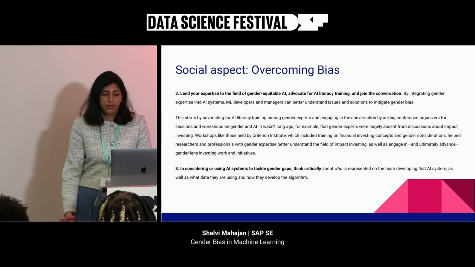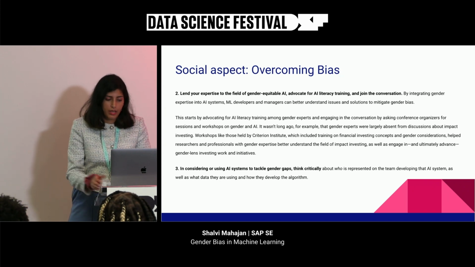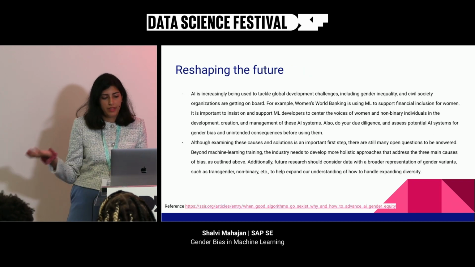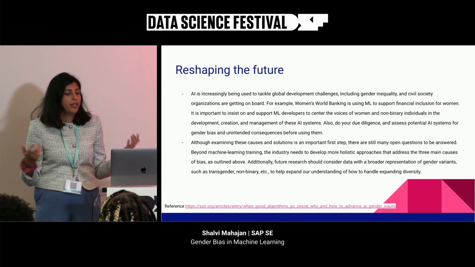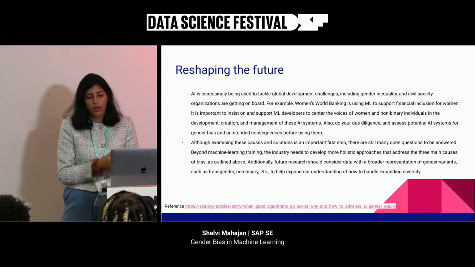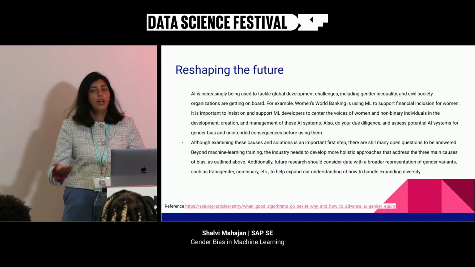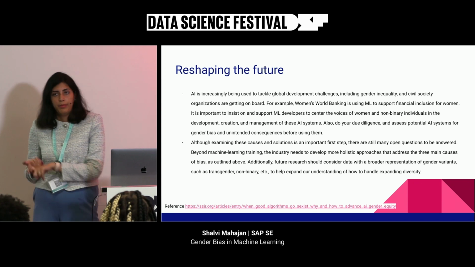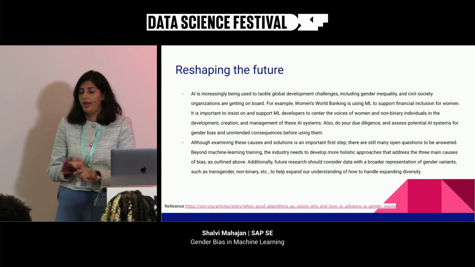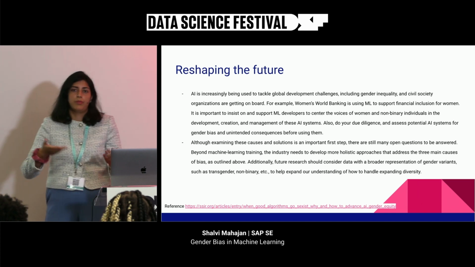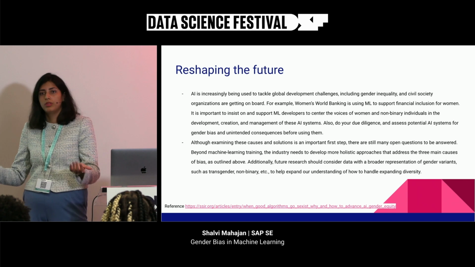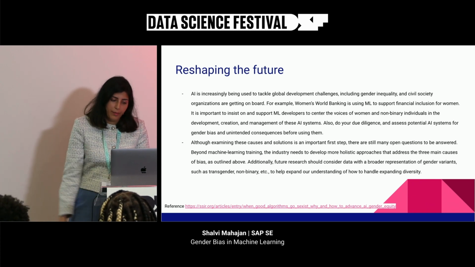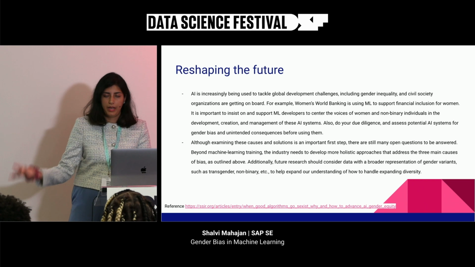Lend your expertise to the field of gender equitable AI. In considering AI systems, we can tackle the gender gaps. Okay, this we already talked about. So, reshaping the future. I think in my talk it's very clear. We need to take our steps so that we can think about how gender inequality, the society in general, can change. But in machine learning systems, the methods I talked about: having diversity in the data set, penalizing the algorithm if the predictions aren't right, computing the performance metrics per category, and having humans do the labeling, but from diverse backgrounds. And like I said, although examining these causes and solutions is an important first step, there are still many open questions to be answered.